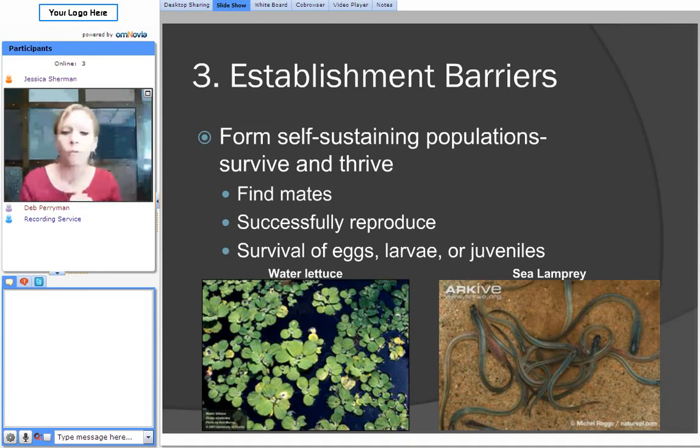And I've given you a couple pictures below. The water lettuce is an invasive aquatic plant, and these are the different life stages kind of all in one picture. So there's the small plants and the adults. And then in the right picture, it's sea lamprey, and these are the juvenile sea lamprey. So they have to be able to overcome these establishment barriers.